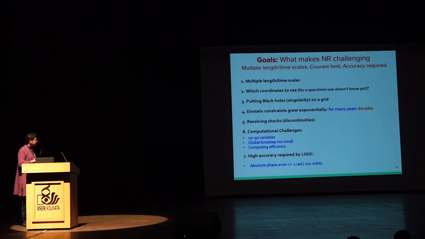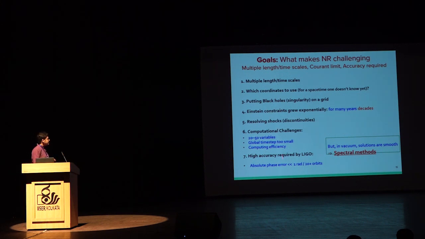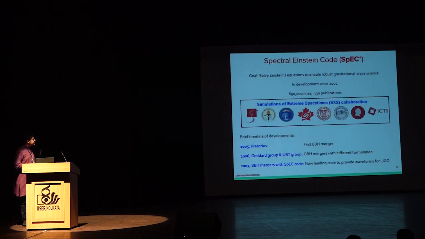And last but not the least, the accuracy requirement for applying these simulations to analyze gravitational wave events is quite high. In fact, we need phase accuracy much, much smaller than a radian for every, say, 20 to 30 orbits of simulations, right? So some of these challenges can be overcome, for example, at least the last two, by realizing that in vacuum, solutions are smooth. So we can go ahead and use spectral methods, which is a nice segue to introduce the spectral Einstein code, the code that I've been a part of developing and using.